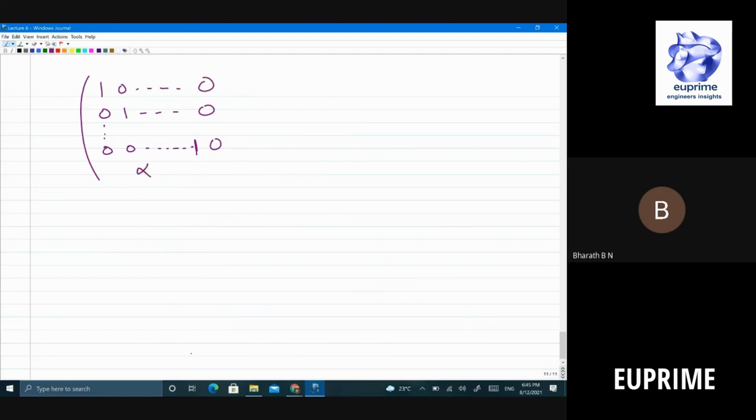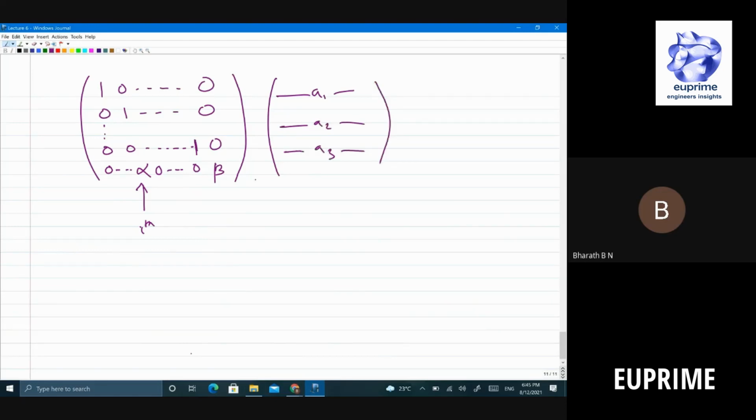I should take alpha in the ith entry here, beta in the, no, not the jth, the last one. I should include the last one. So 0 elsewhere. If I do this and multiply by, for example, A1, A2, A3, what do you get? The last one would be what? It will select the ith row. Here i and j could be at least 1, 2, 3, but in general, this is what.